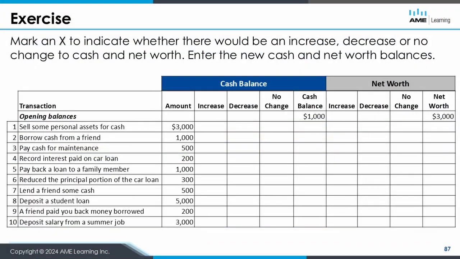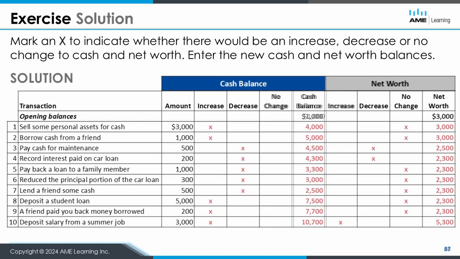On this one, what they're asking us to do is make an X to indicate whether there would be an increase, a decrease, or no change in our cash or net worth. And then we would enter the new cash or net worth balances. And so we see the opening balance of cash is 1,000. Our opening balance of net worth is 3,000. And I'm just going to go ahead and click, and then I'll just kind of explain it.